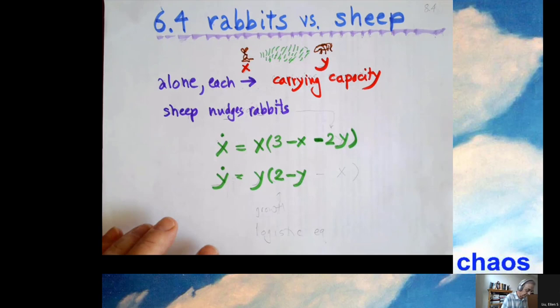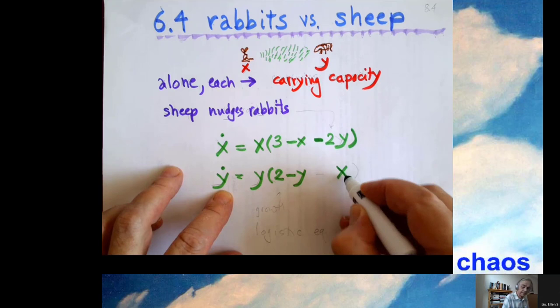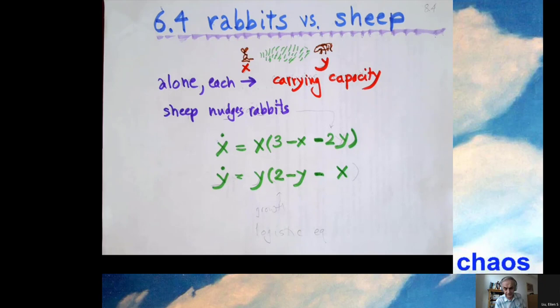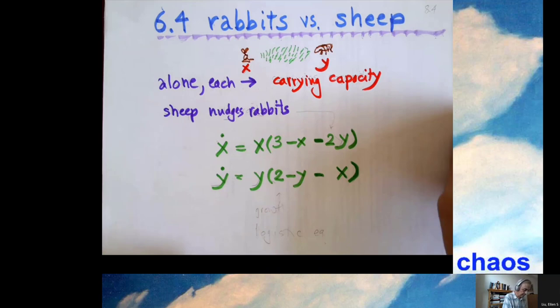And the same thing happens to sheep. When they run into a rabbit, the rabbit is eating their grass, so that's decreasing it. But a rabbit is not as important as a sheep, so it's a smaller factor. So here is the simplest rabbits versus sheep equation. It has several terms to it.